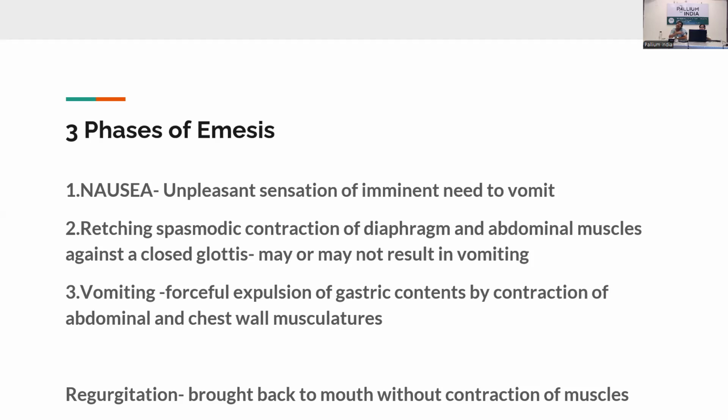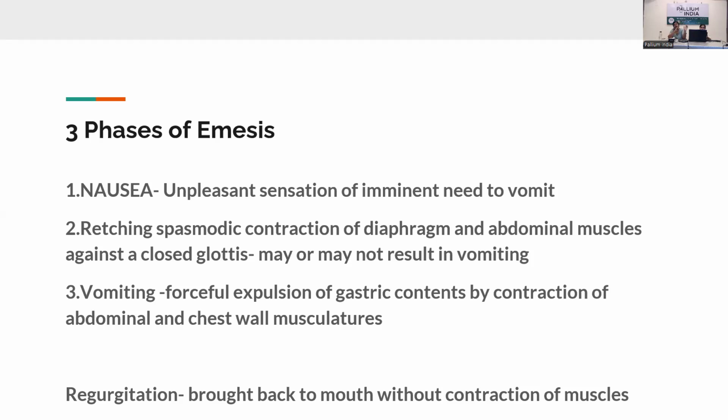It is not like leaking or something. It's a forceful expulsion of gastric content, and that too happens by contraction. This is the end effect of retching. Sometimes, as I have already explained, retching might not result in vomiting. The patient can keep on having retching, and the patient can also keep on having nausea.